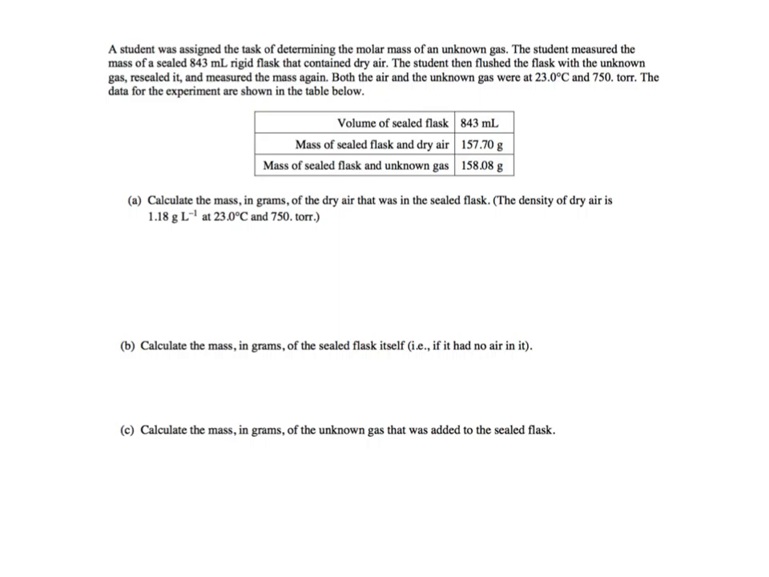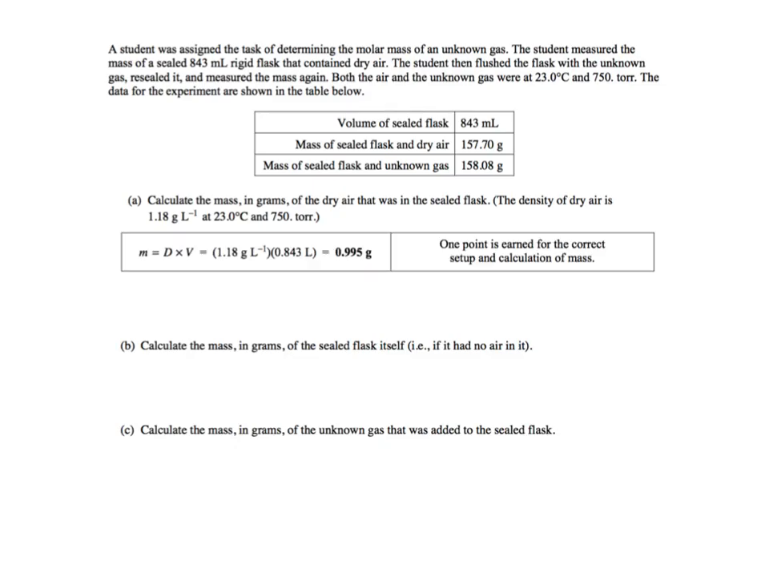So the first part is you want to determine how much the mass of the dry air is, and you're given the density. So that's a pretty straightforward calculation. So you just solve the density equation for mass, so that gives you the mass of the air. Then define the mass of the flask without anything in it, what it would be if you had nothing in it. You just subtract the mass of the air from the mass of the flask plus air.